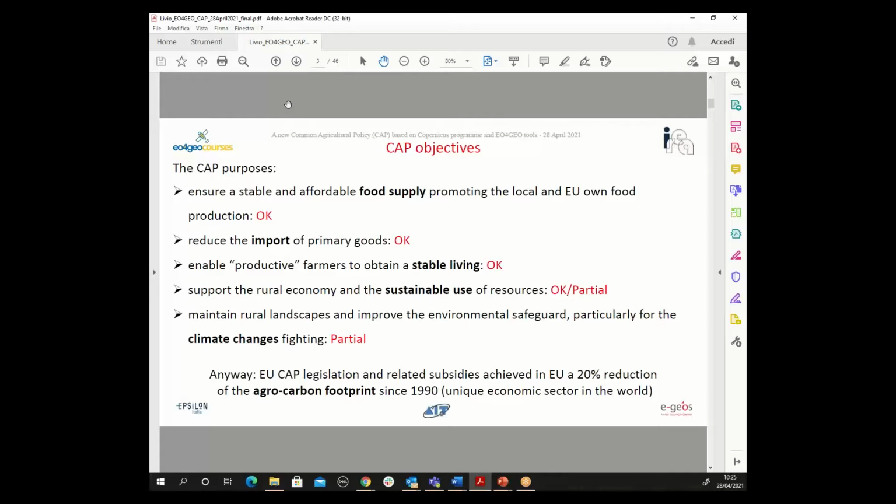And now the next challenge is maintaining the rural landscape and fighting climate change also through good agricultural behavior. And that is an open question. But we have to say that, for instance, the agriculture sector in Europe is a unique economic sector that reached a 20% decrease of the agro carbon footprint. That's one important result achieved by this policy. Next.